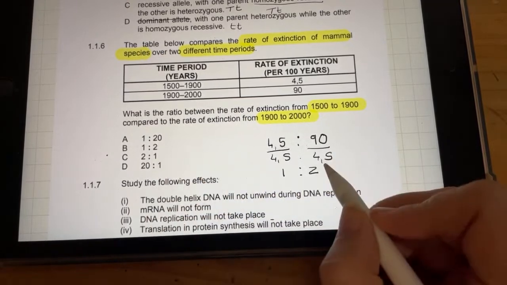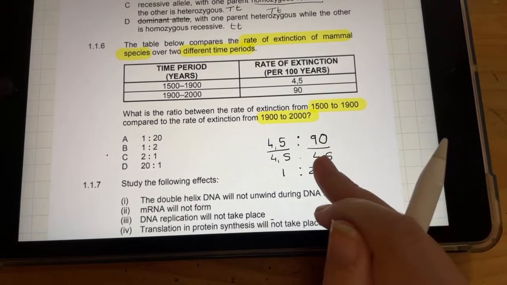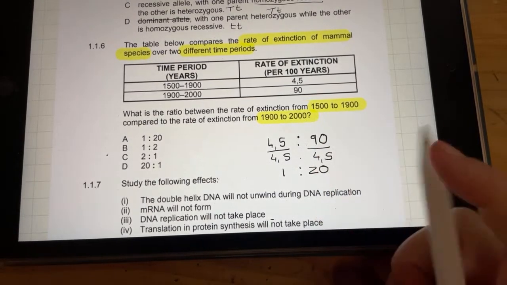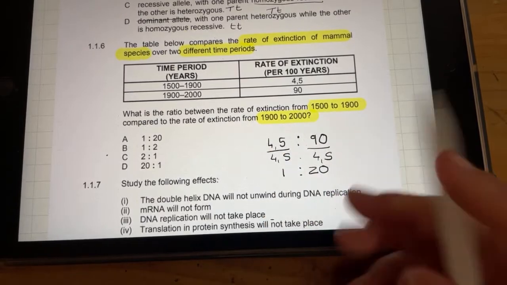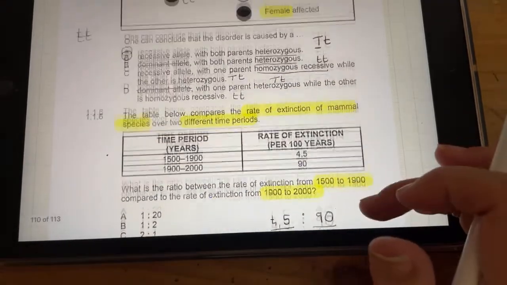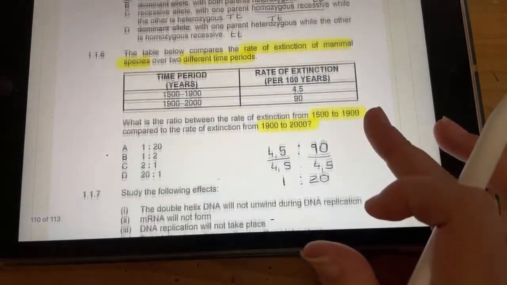Actually, it might even be 1 is to 20 now that I think about it, because 4,5 going into 90 couldn't possibly be into 2. It's got to be into 20. And so it's really simple to work this one out. So please just know that, by the way, you are going to have to do basic maths at some point.